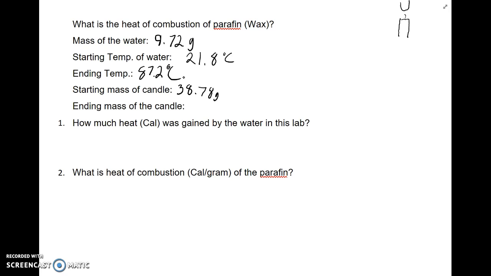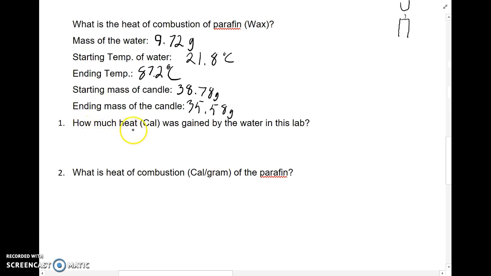The last bit of data I need is the mass of the candle after it has burned. As I burn it, some of that wax is going to go through a combustion reaction, but most of it is still going to be left behind in the candle. The difference between the starting mass and the ending mass represents how much of the candle actually burned. After I burned that candle for a little bit, it had a mass of 35.58 grams. All right, so now I've conducted my experiment and collected all of my data. Now it's time to crunch some numbers and figure out what it means.